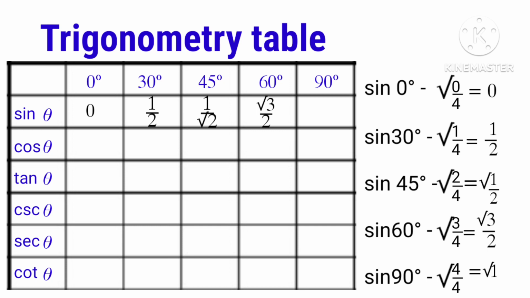So square root of 1 is 1. So sin 0 degree is 0, sin 30 degree is 1 by 2, sin 45 degree is 1 by square root of 2, sin 60 degree is square root of 3 by 2, sin 90 degree is 1.